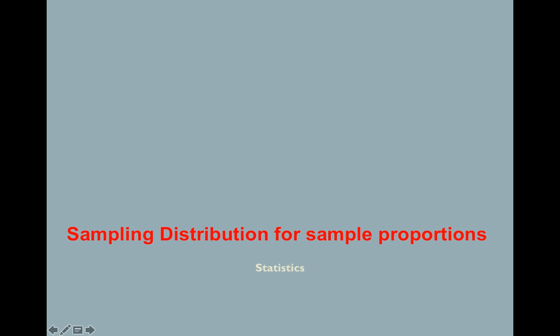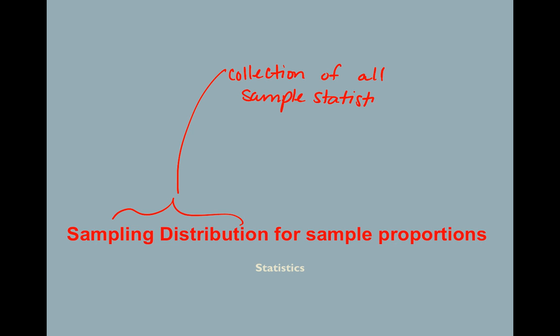So today we're going to learn a little bit about the sampling distribution for a sample proportion. If you remember what we talked about last week when we introduced sampling distributions, a sampling distribution is the collection of all sample statistics. In this case, because it's proportions, it would be the collection of all possible p hat values taken when we have repeated samples of the same size.